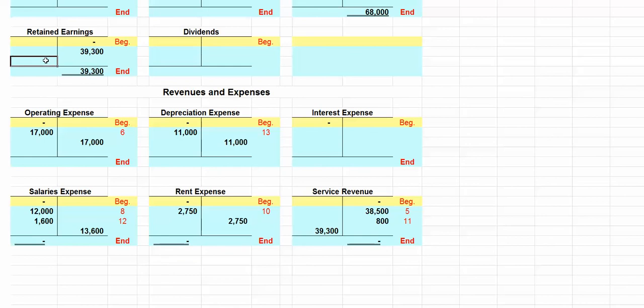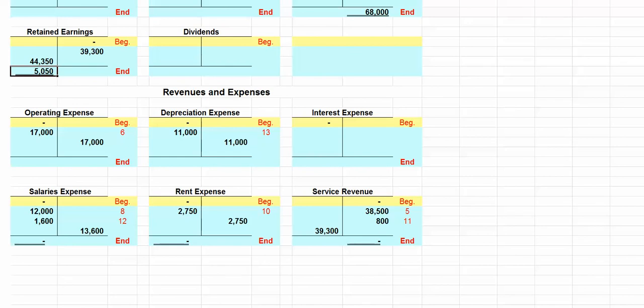The offsetting debit to all these entries, of course, will be an increase to retained earnings in the amount of 17,000 plus 11,000 plus 13,600 plus 2,750, a debit to retained earnings of $44,350. This gives us an ending retained earnings balance of 44,350 minus the 39,300, or $5,050. And that's the debit balance that we needed for retained earnings to make our balance sheet balance.